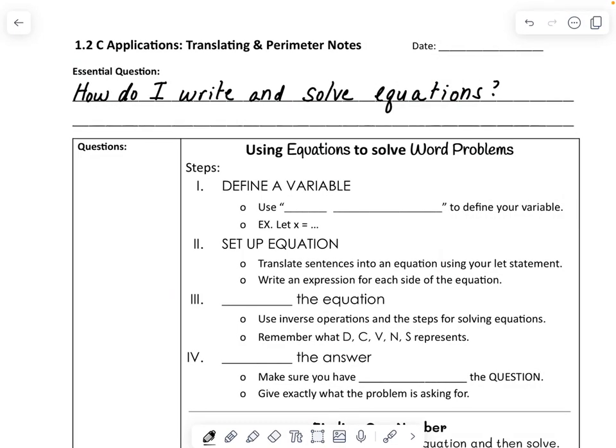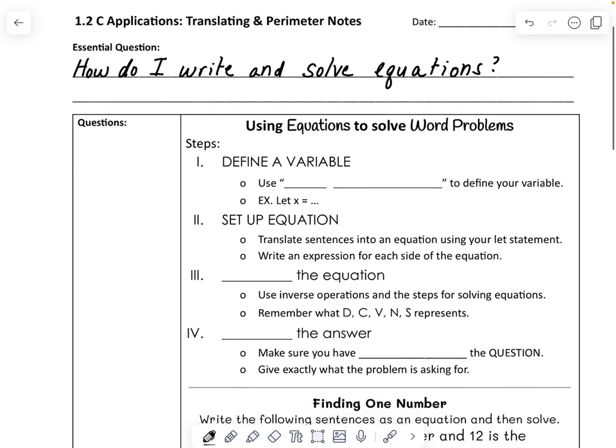All right, so in this video, I'm going to cover 1.2c, applications, translating, and perimeter notes. And we're going to answer the essential question, how do I write and solve equations? Now, the good news about this is you've already learned how to translate. You translated into algebraic expressions in 1.1. But in this particular lesson, you're going to add the equals and the right side of the equal sign. But you've already had practice making the left side of the equation.